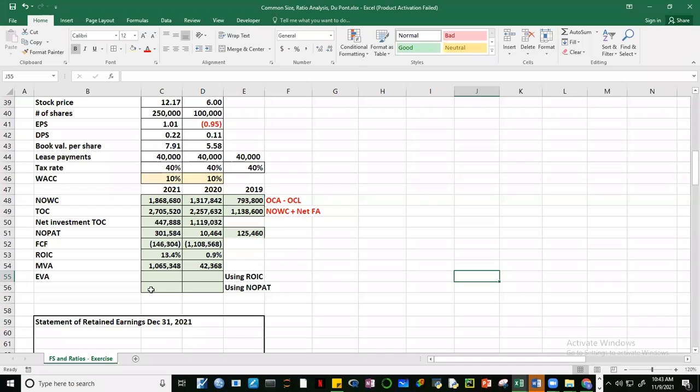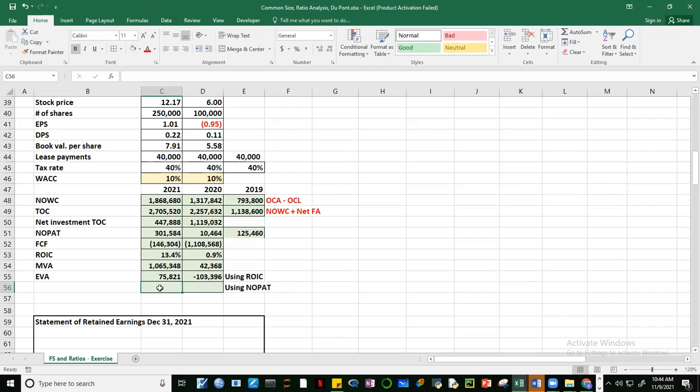Okay, and lastly, guys, EVA using ROIC. How do we compute for the EVA, guys, using ROIC? Anyone? What's the formula? Okay, so this is equal to how much return was generated, compare that with the weighted average cost of capital, and then multiply that by the beginning capital. Okay, so we have here EVA is negative, and that's consistent with the ROIC. Value was destroyed in 2020.